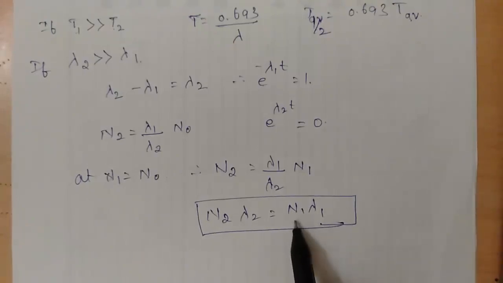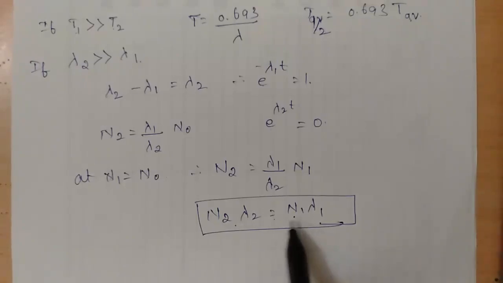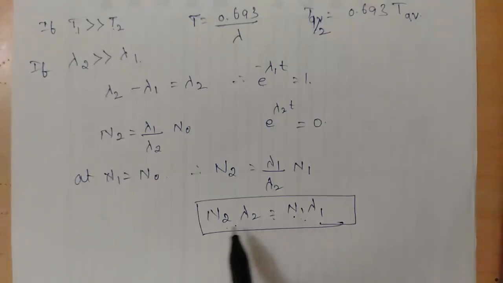So what does this imply? That is, lambda 1 into n1 shows the rate of decay of the first element, and this is equal to the rate of formation of the second element. So this type of equilibrium is what we call the secular equilibrium. That is, the rate of disintegration of the first element will be equal to the rate of formation of the second element, or the rate of disintegration of the parent nucleus will be equal to the rate of formation of the daughter nucleus.